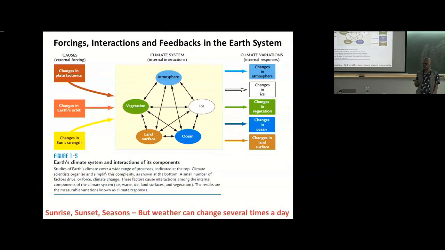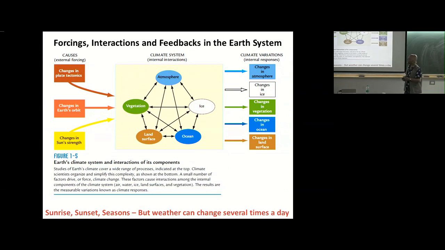How many of you heard of El Nino? One thing I'm not sure. Varanasi, there is no El Nino? So we'll see what El Nino is. These are called internal modes or internal variabilities.